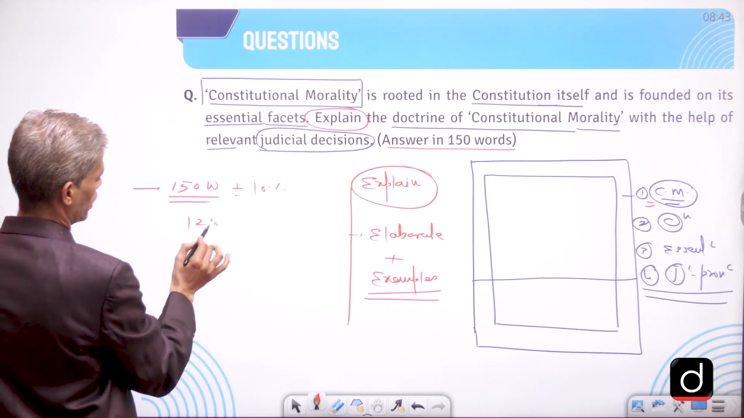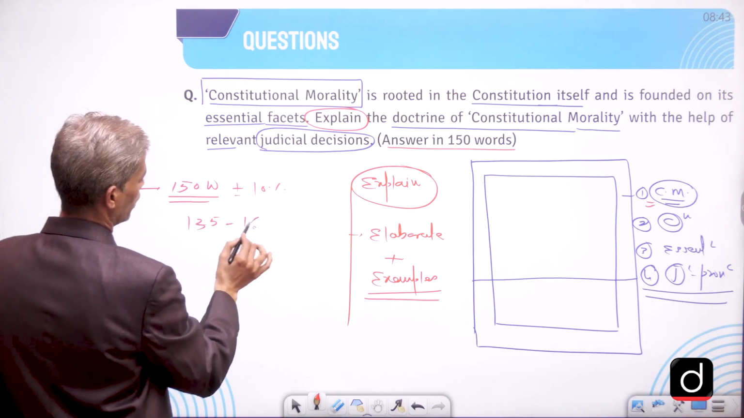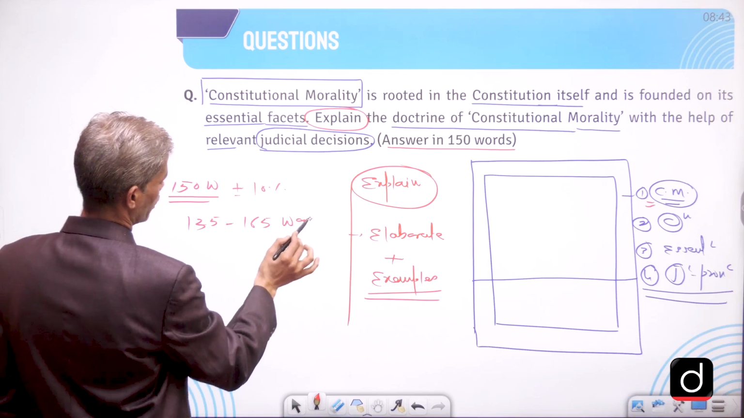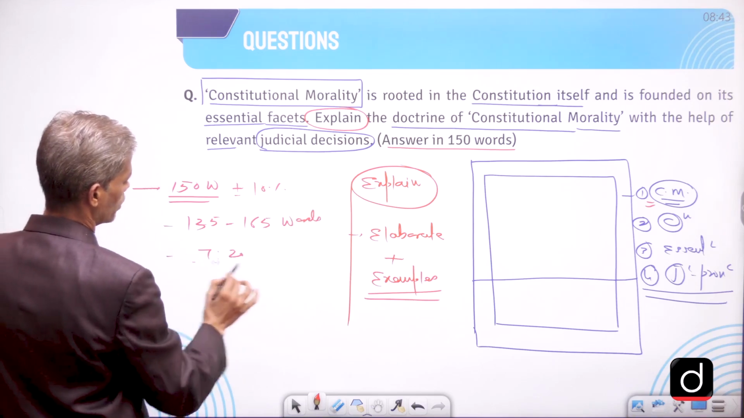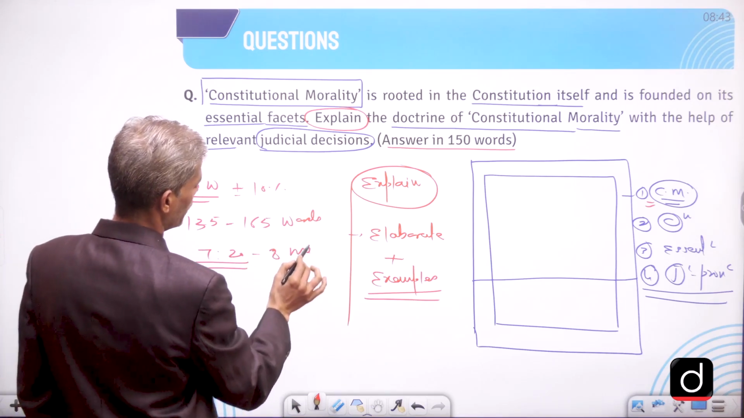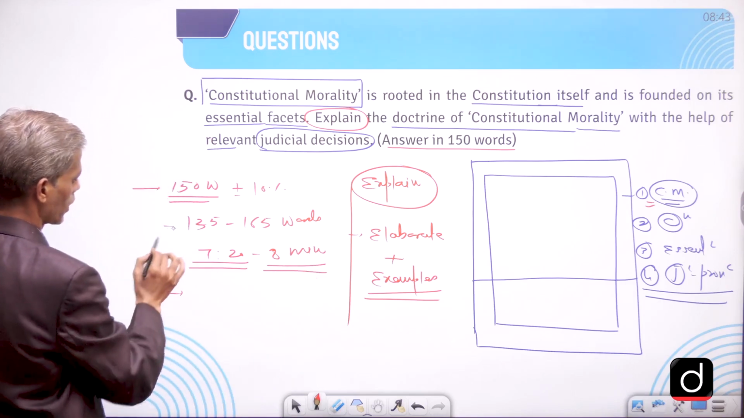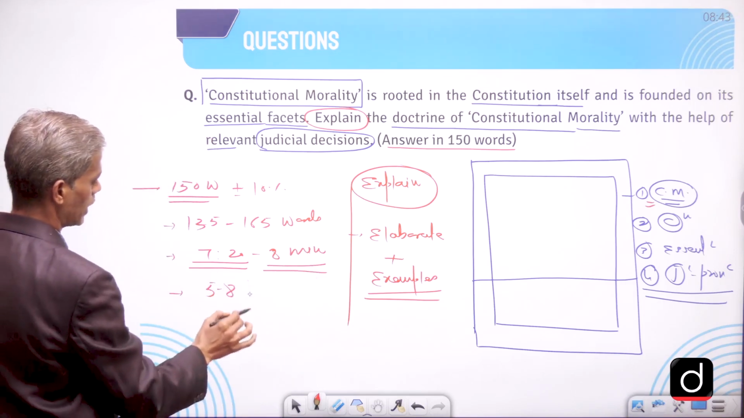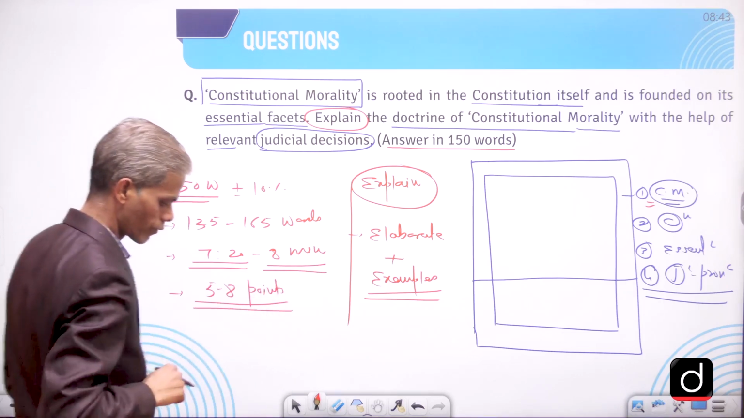That is, you can write close to, let's say, 135 to 165 words, and the time limit you have is around 7 minutes or 7 minutes and 20 seconds. We can say quarter to 8 minutes. So you'll get 7 to 8 minutes to write this answer, and the number of points we need is around 5 to 8 points to complete the answer.